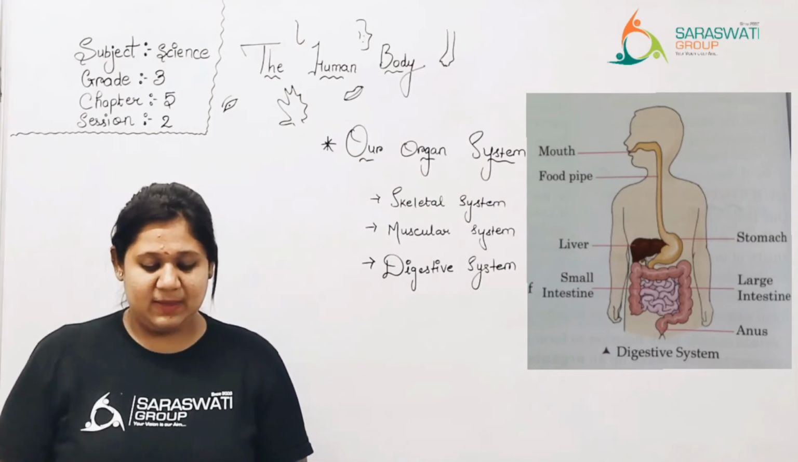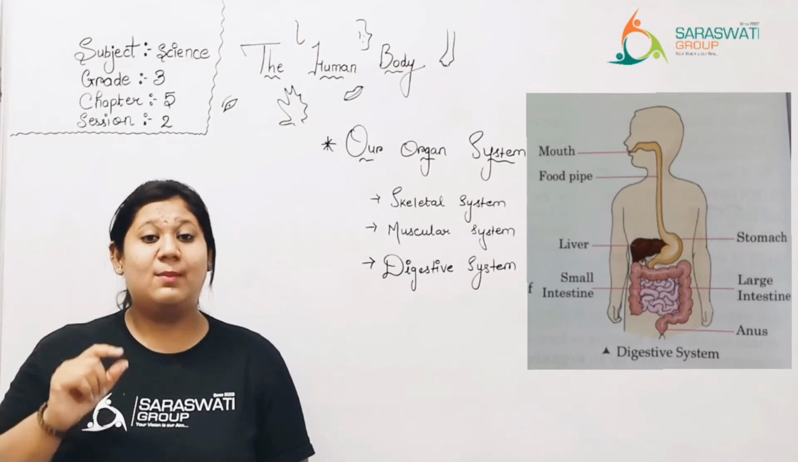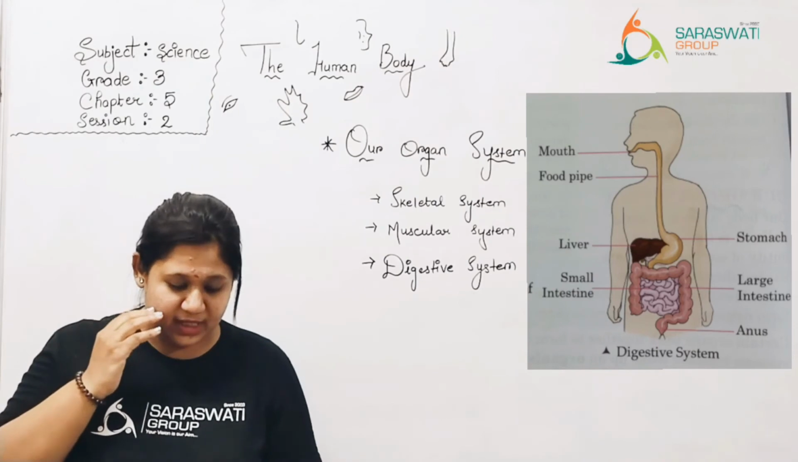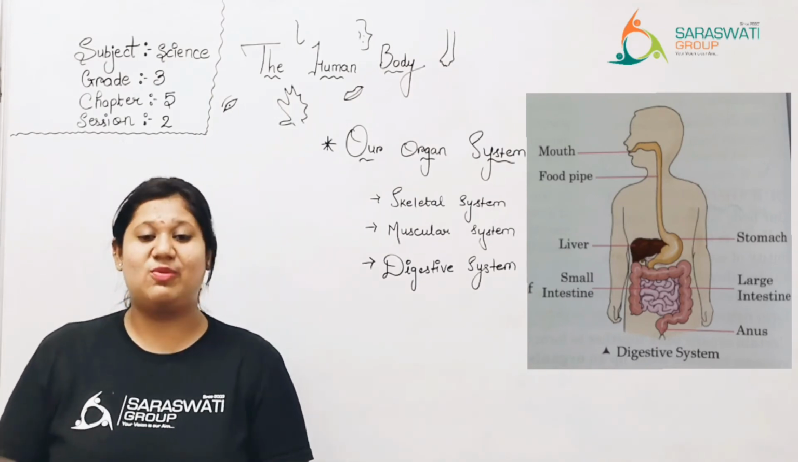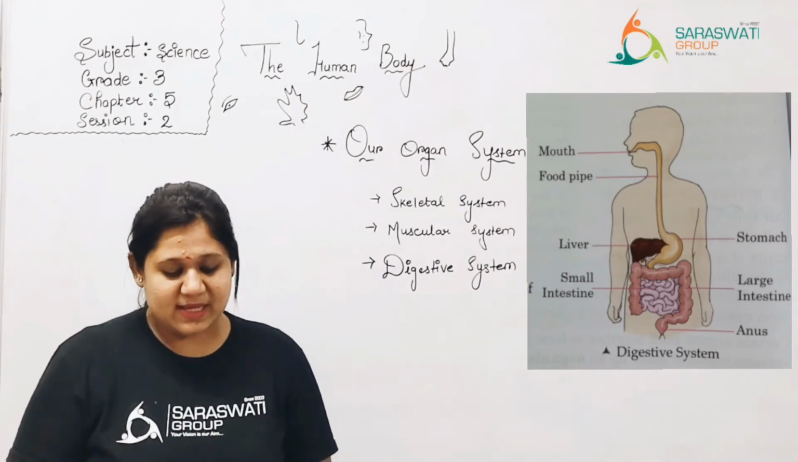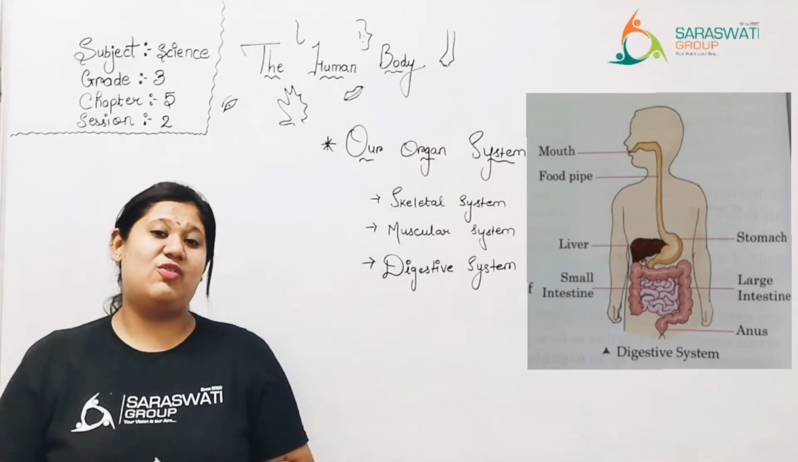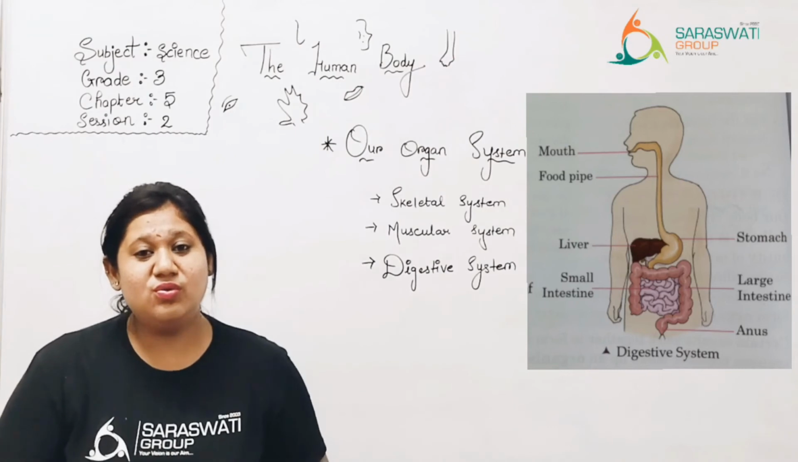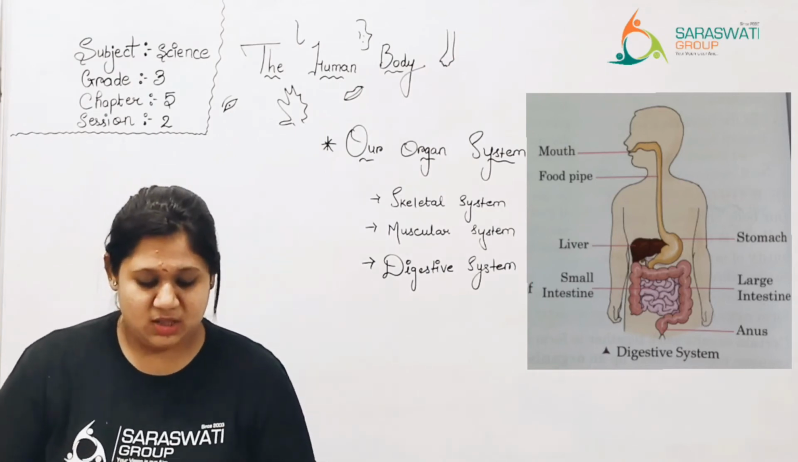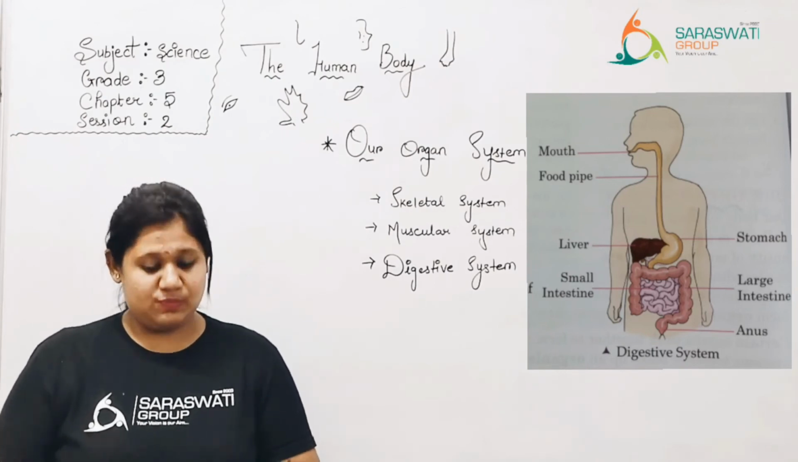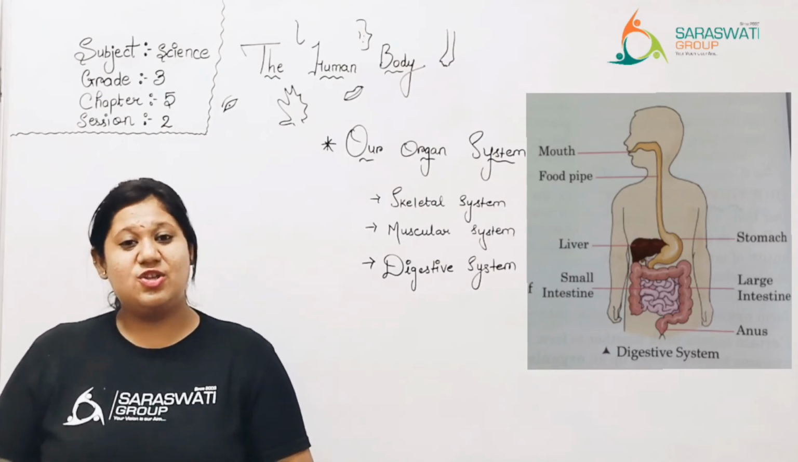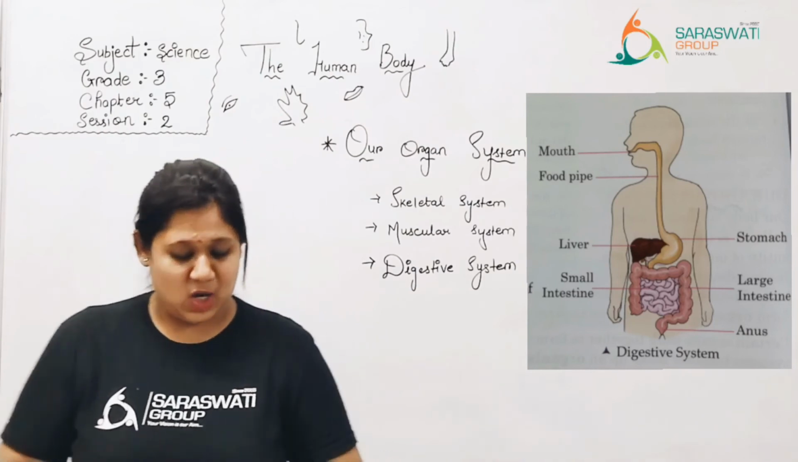The teeth help in biting, chewing and breaking of the food into smaller pieces. Kids, what is the basic work of mouth? To chew, to cut, to bite, right? To break down the food into simpler pieces, right? So this is the work of a mouth.